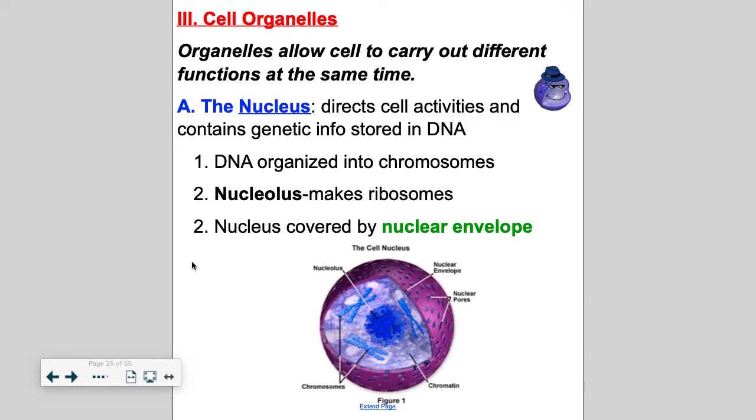Okay, moving on to the tiny little organelles. There are a lot of different organelles inside the cell. The first one I want to discuss is the nucleus. The nucleus directs cell activities, and it also stores that genetic information called DNA. DNA can be organized into chromosomes or chromatin, okay? Another thing I want to point out is inside the nucleus, you can see this dark blue area. That's called the nucleolus. And the nucleolus' job is to make ribosomes.